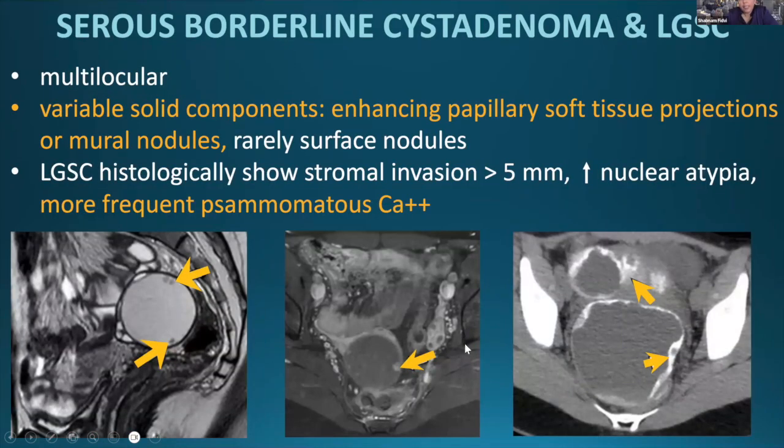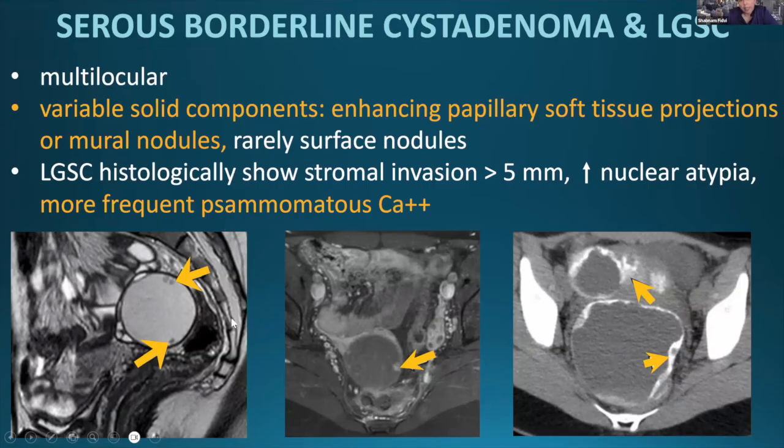How do we differentiate serous borderline cystadenoma and low-grade serous carcinomas? So these are more complex appearing lesions compared to the cystadenoma I showed previously. They're multilocular and they have variable solid components. What I mean by the solid components is that they have enhancing papillary soft tissue projections or mural nodules. Surface nodules are kind of uncommon. The low-grade variant, or LGSC, frequently also has psammomatous calcifications, and these are typically coarse calcifications.